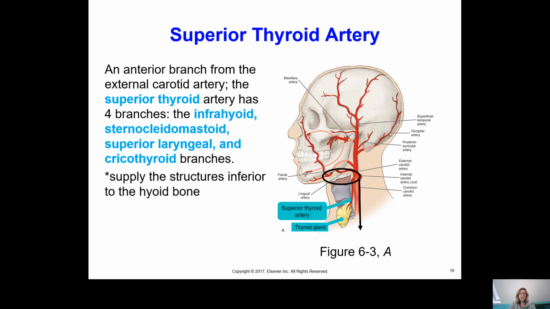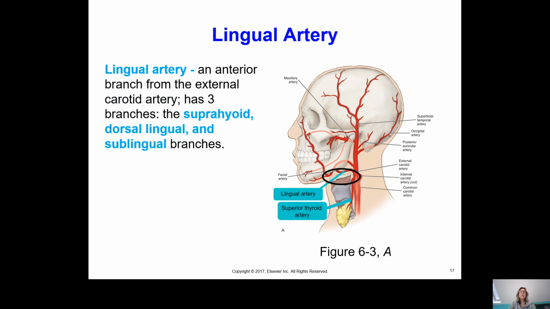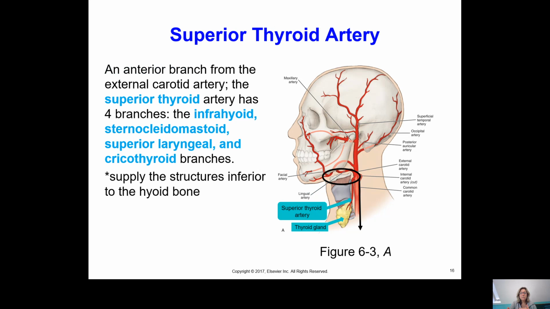So the superior thyroid and the thyroid are below the hyoid bone. And of course, superior thyroid would be above the thyroid gland, superior to, and it supplies the structures inferior to the hyoid bone. So they would supply these structures between the thyroid gland and the hyoid bone. And you can see I put an arrow there. It shows you the artery right there.